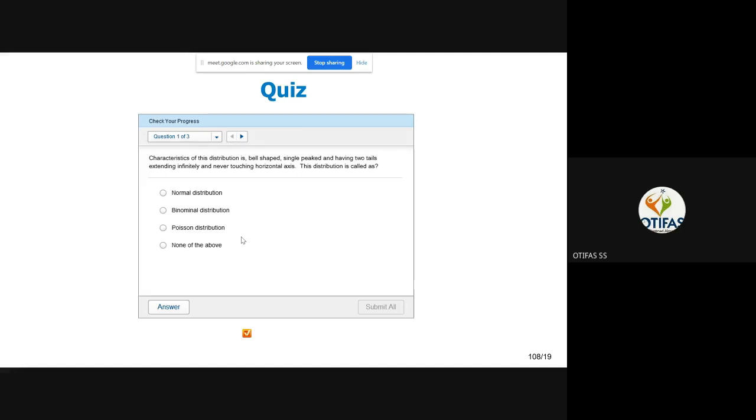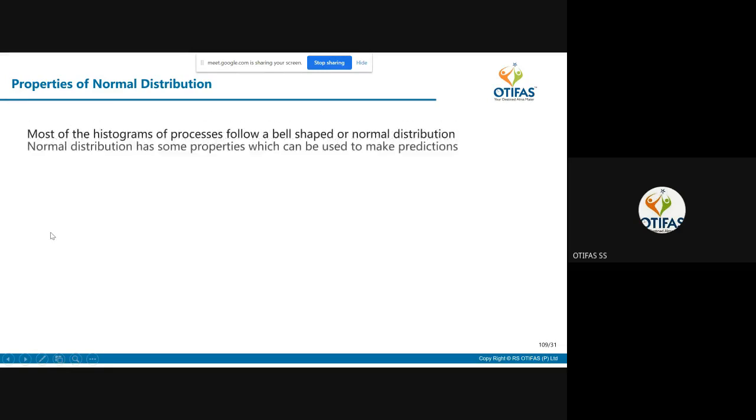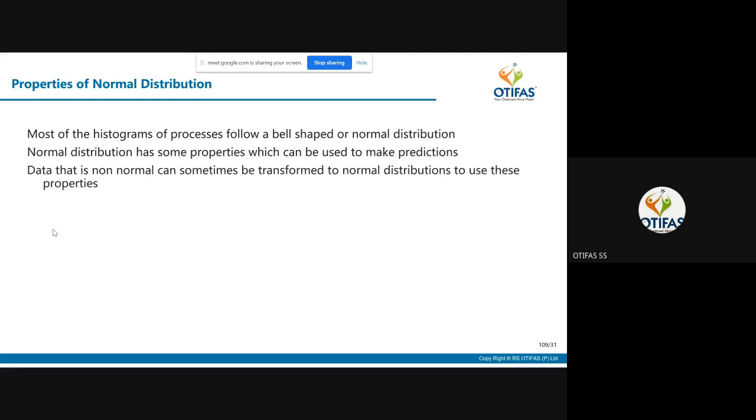The characteristics of this distribution: it is bell-shaped, with a single peak, and having two tails extending infinitely and never touching the horizontal line. This distribution is called the normal distribution. Bell-shaped means normal distribution. Let us see the properties of the normal distribution. Most examples follow the bell-shaped or normal distribution. The normal distribution has some properties which can be used to make predictions. Data that is non-normal can sometimes be transformed to normal in order to use these properties.